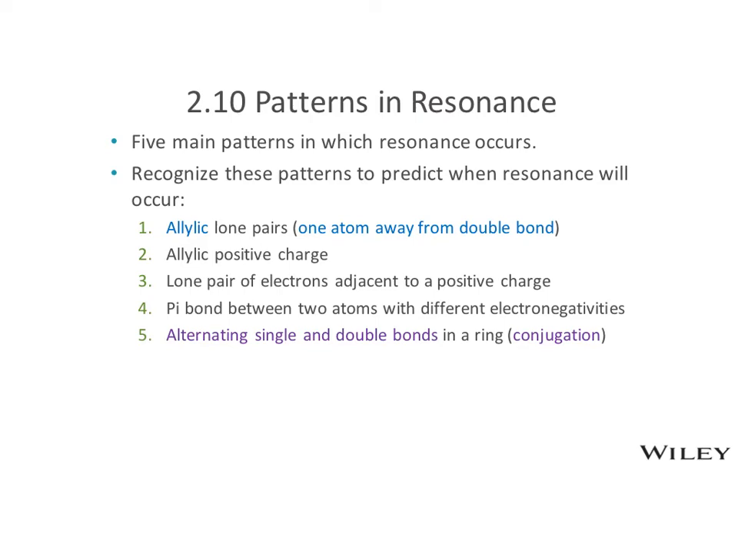Okay, so when last we met, we had, I think, just gotten to the point where we were talking about the different patterns of resonance. So we have our 5 patterns of resonance that we were highlighting, talking about allylic lone pairs, allylic positive charge. Do we remember what allylic means? What does that mean, Ethan?